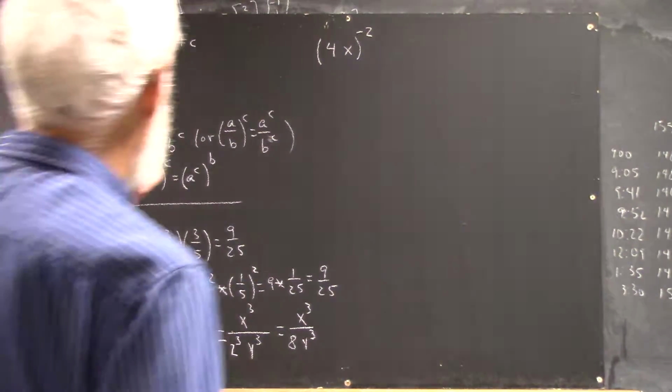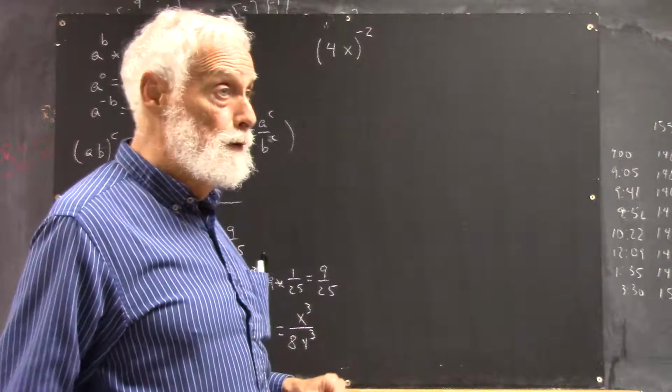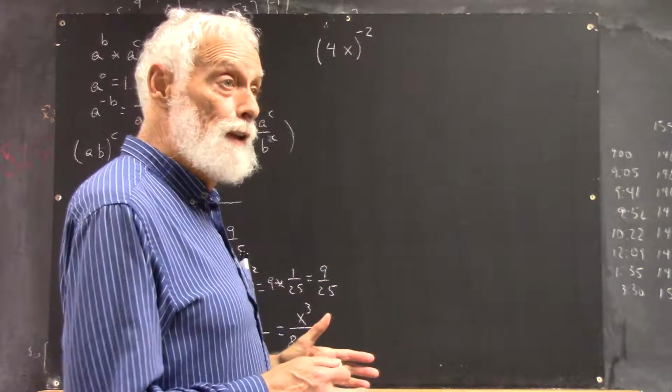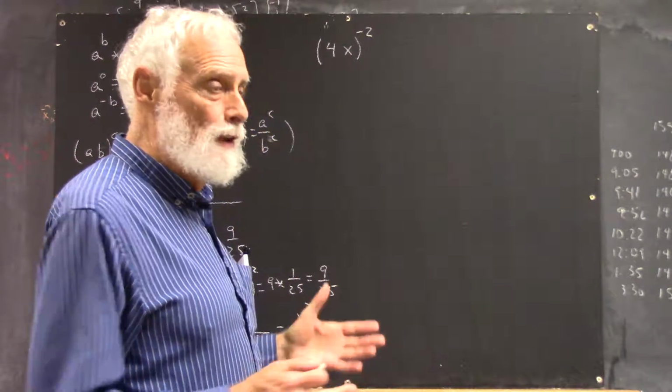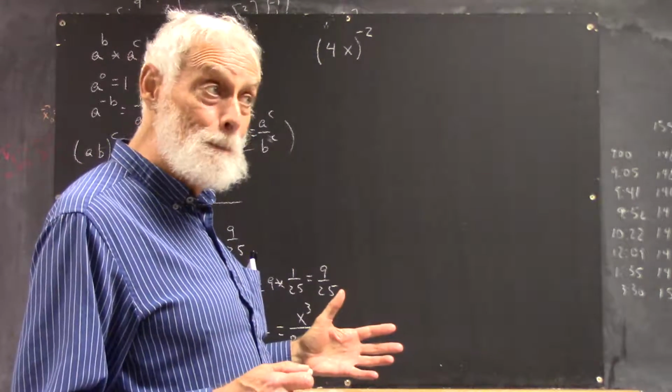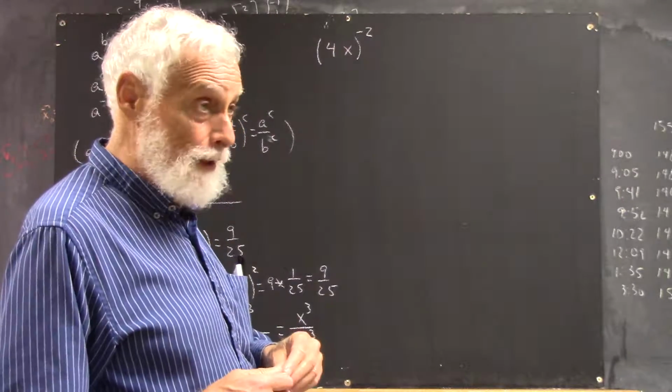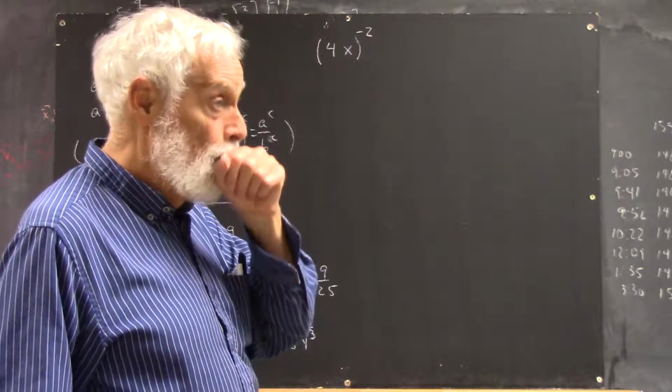So we're looking at (4x) to the negative 2, and half the class did one thing and half the class did the other thing, but they were both valid, at least the first step, okay? But there were a couple little glitches in the application after the first step, okay?